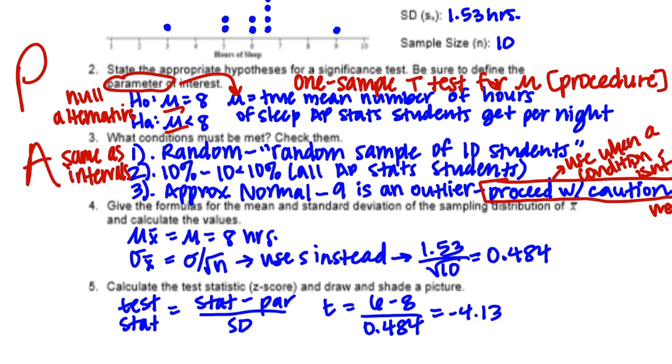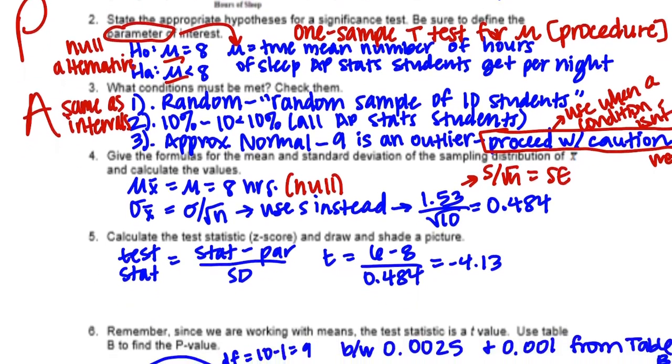Remember that this is our standard error. Ooh, I don't want to erase it. This is called the standard error, and so we want to use that instead. And then the mean is the null.